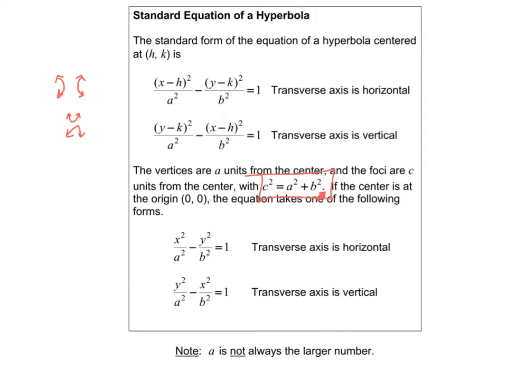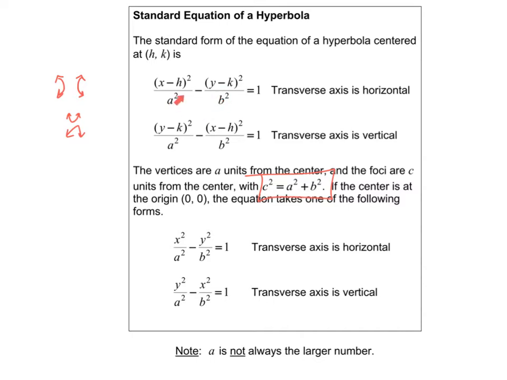When we had an ellipse, c squared equaled the difference between our two numbers here, but for a hyperbola, c squared will be the sum of a squared and b squared, so it's the sum of these two quantities. Now you may be wondering, what about this b? I didn't see that in the drawing.